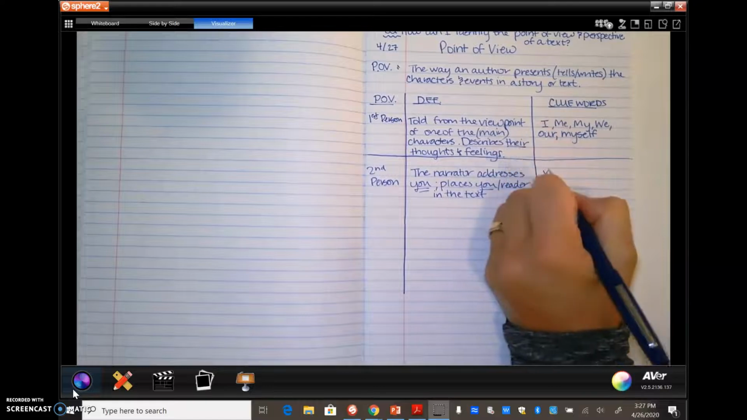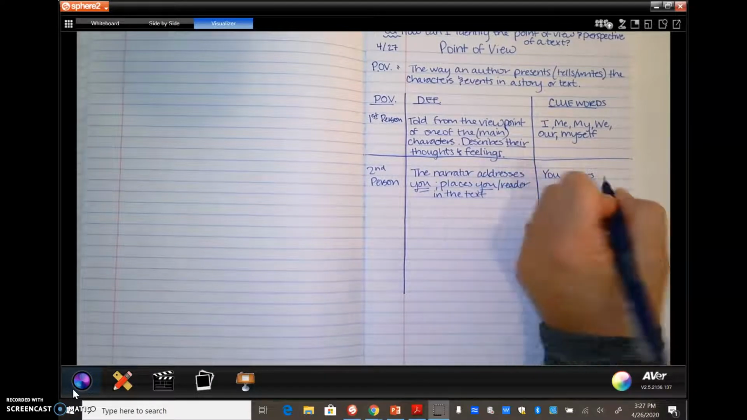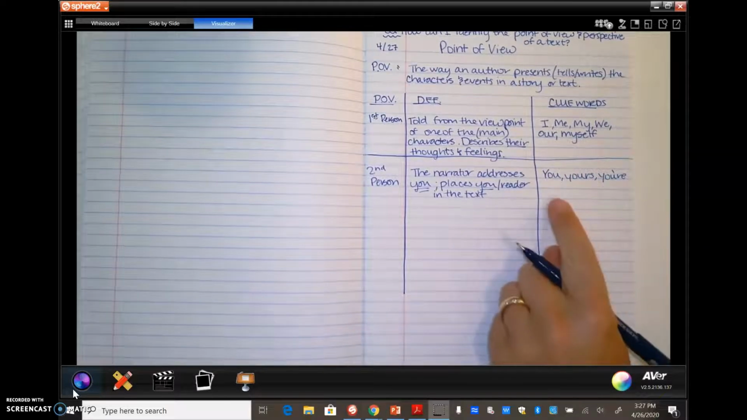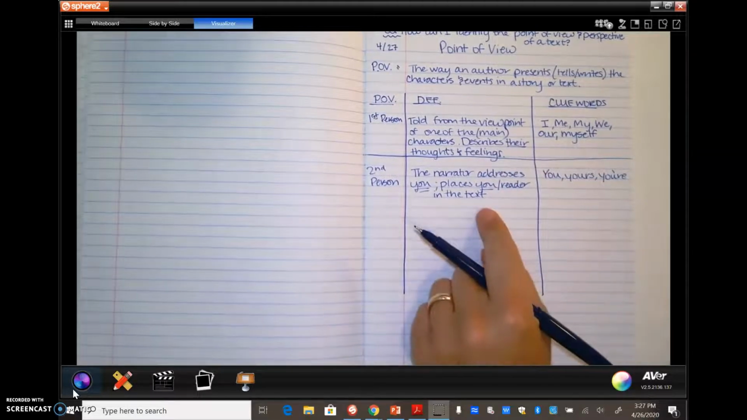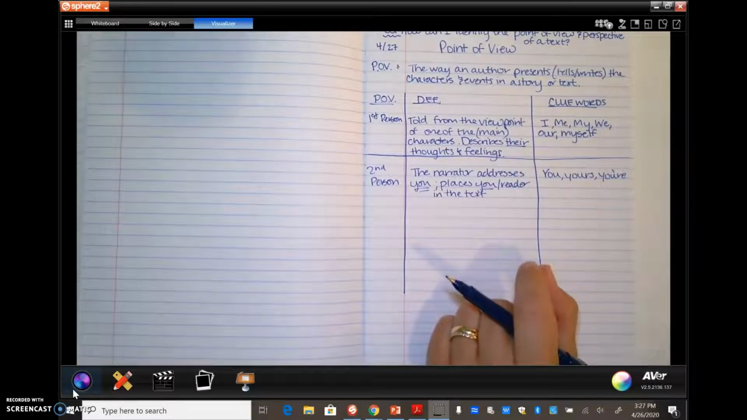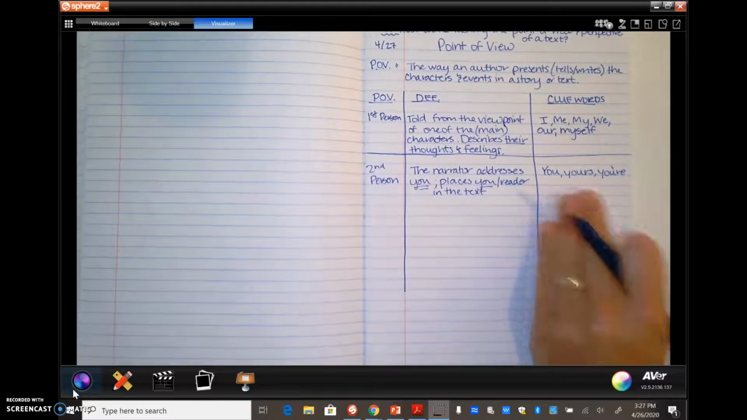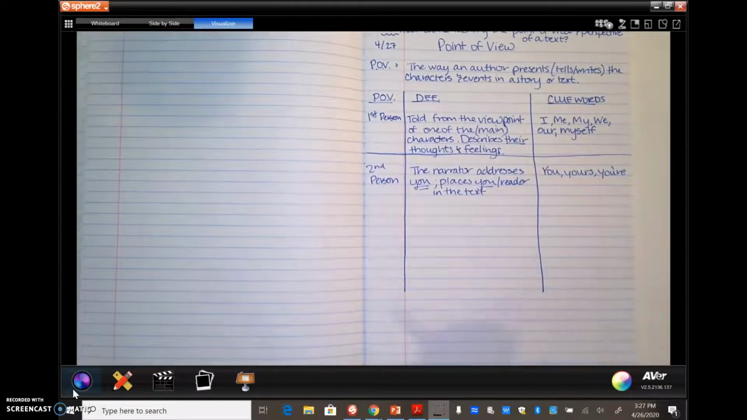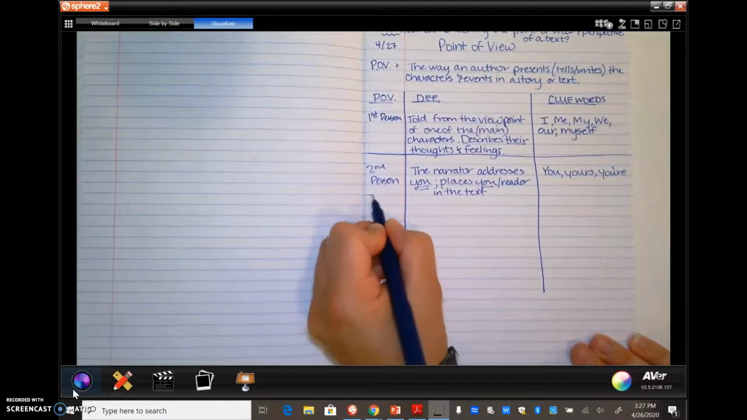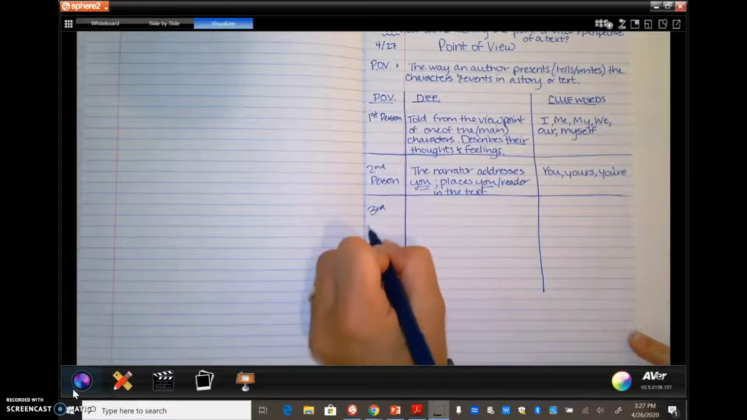Okay, so if it's putting you in the text, this is an easy way to remember. Clue words would be you, yours, your. Okay, examples of this would be like game directions or a cookbook, telling you how to make a recipe of something, because they're using you in there to tell you how to do something. It's placing you in there. We won't see as much of this in what we're going to be working with this week. So the next one is third person.